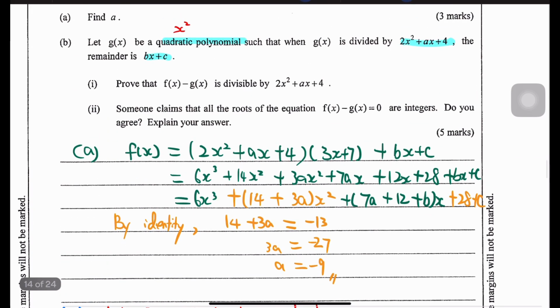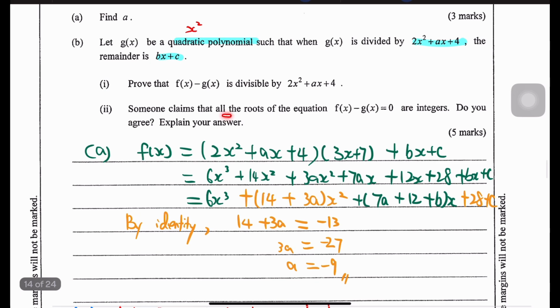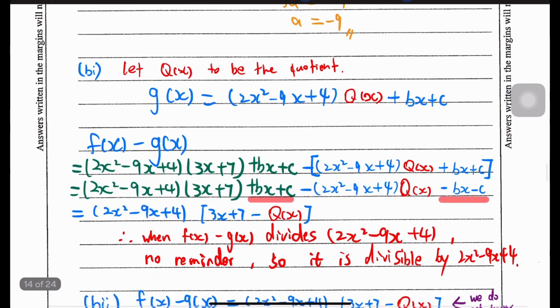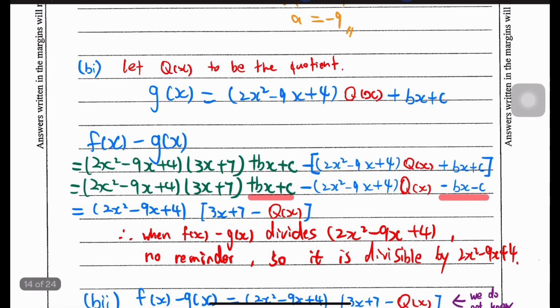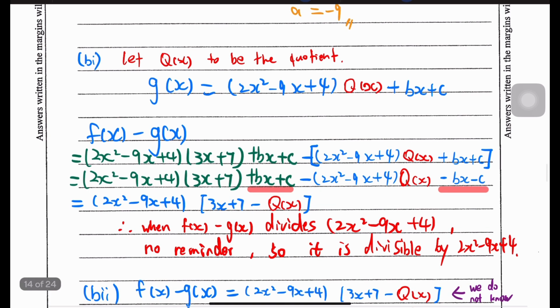Okay, so B2, someone claimed that all the roots of the equation f(x) minus g(x) equals 0 are integers. So all of the roots are integers. We just need to find at least one that is not an integer, and we can say we do not agree with it. So can you find one of the roots here? Because this one actually you don't know, right? You don't know what q(x) is. You don't know the quotient here. But you can solve this one, right?